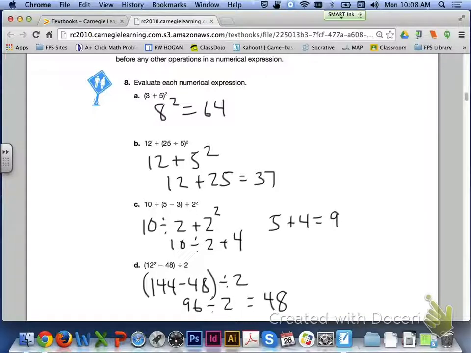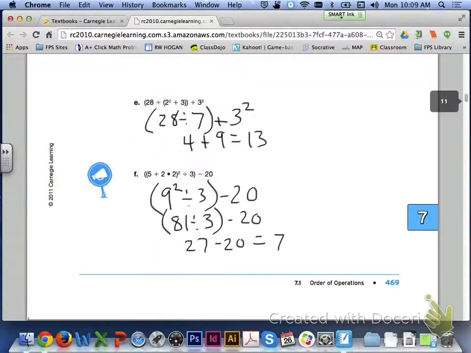If I take a look at letters A through D, letter A is 64, letter B 37, letter C 9, and letter D 48. For letter E, I should have 13 for my answer, and for letter F, I should have 7 for my answer.